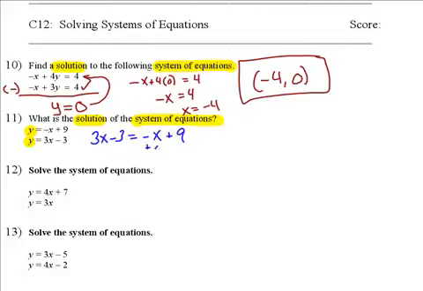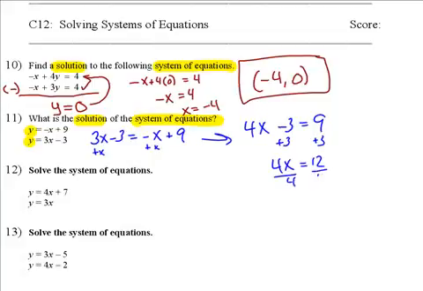Let's add x to both sides. That'll give me a 4x minus 3 equals 9. Add that 3 to both sides. That'll give me a 4x equals 12. Now if I divide by 4, I've got x solved for. X turns out to be 3.